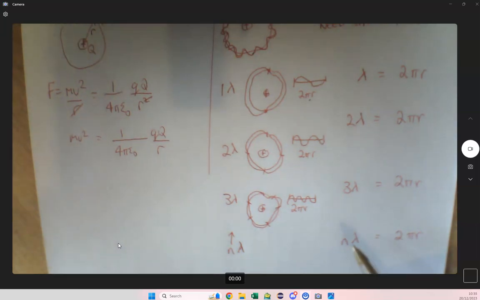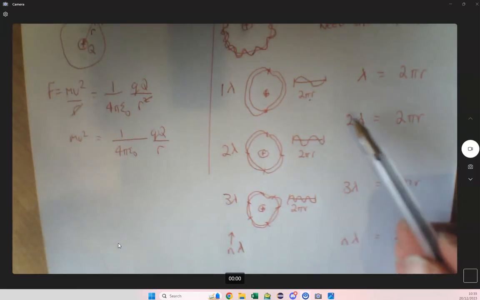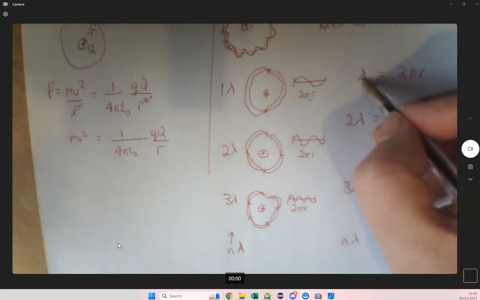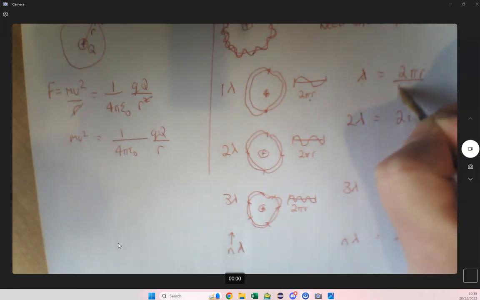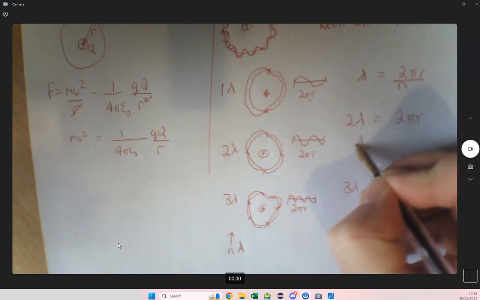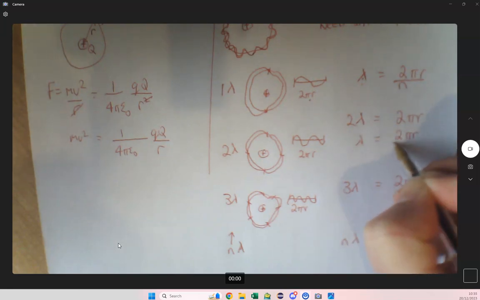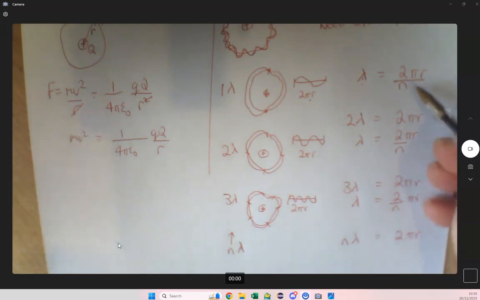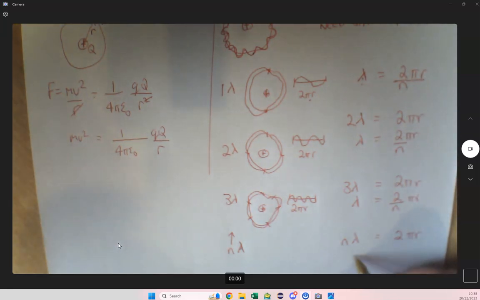Okay, now what does this actually mean? Well, this is actually n as I work through it. So what we're saying here is lambda is 2 pi r upon n. Here lambda is 2 pi r upon n. So you can see again the pattern that exists all the way through, which means I can validly write 2 pi r upon n as my general equation for lambda as I go.